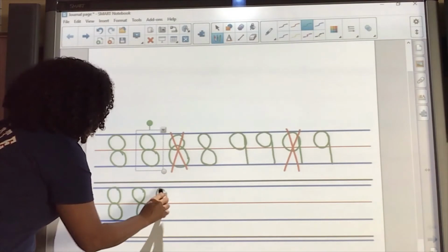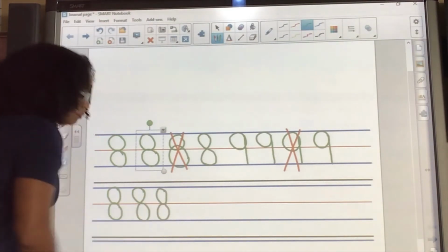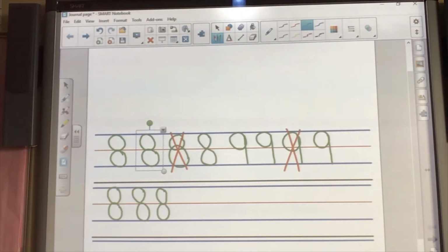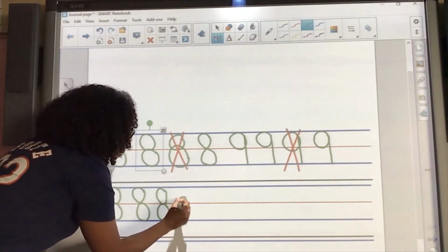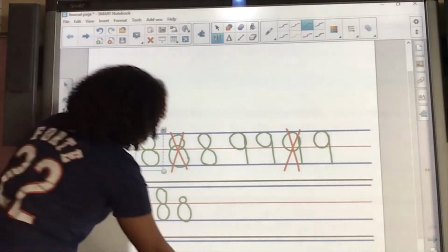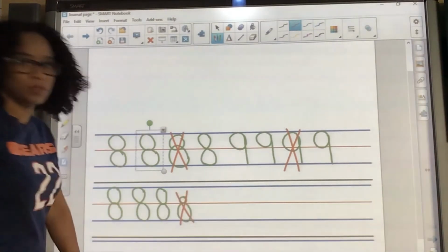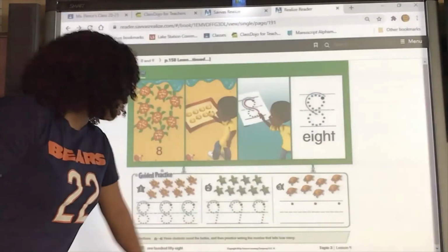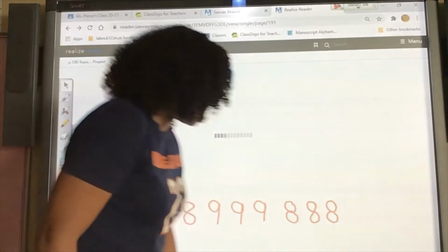Circle on top, circle on bottom. And you want those the same size. You don't want a really small one and a really big one. You want them to be the same size. Same size. All right, let's go to the next page.